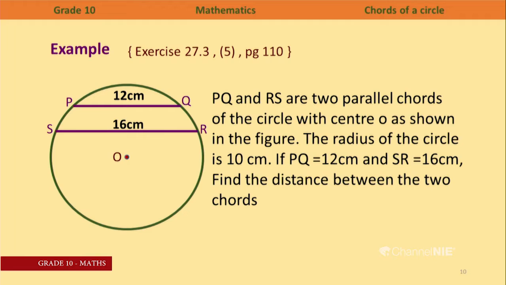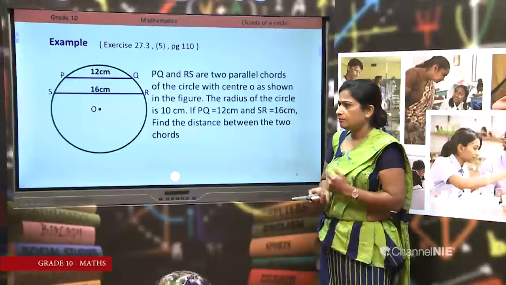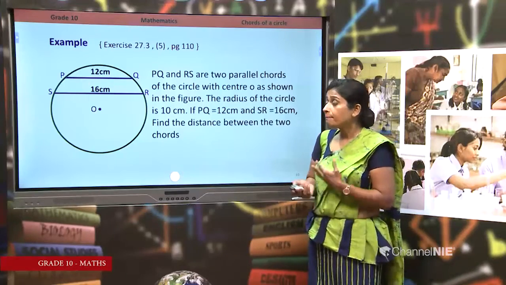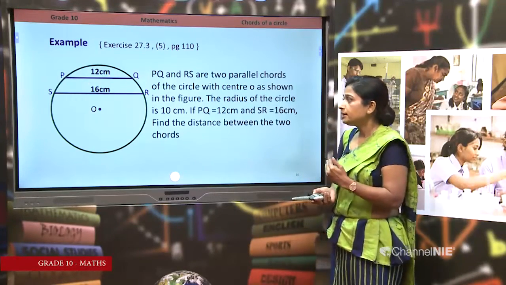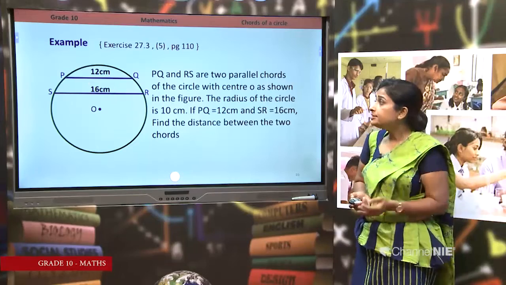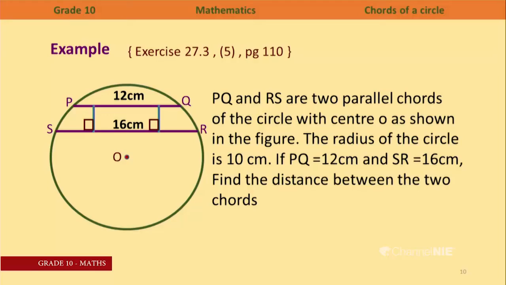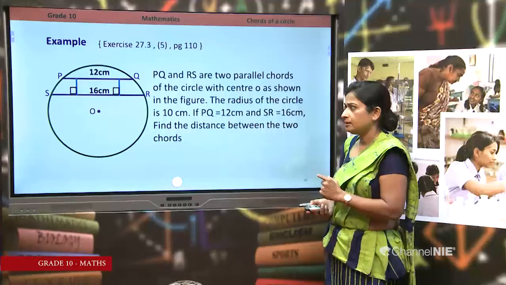Find the distance between two chords. Actually, these two chords are parallel. So distance means you have to consider the perpendicular distance. So, like this, you have to consider that perpendicular distance. That is the thing they asked to find, the distance between these two chords PQ and RS. Then we try to find that distance.